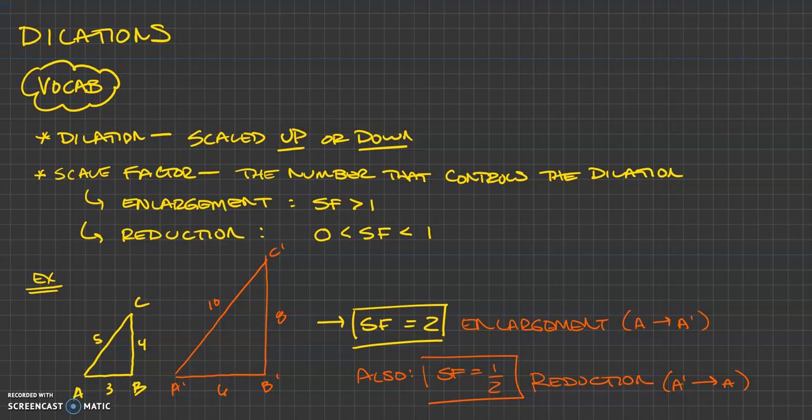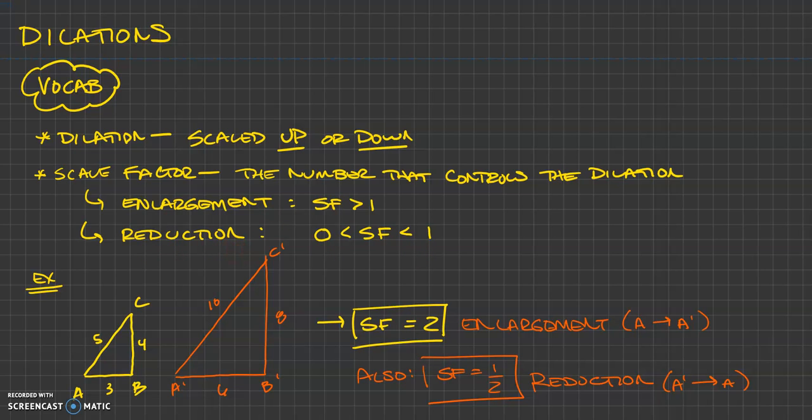So when we think about transformations and how we manipulate shapes, we can dilate them. We can scale them up or scale them down. And the number that is used there is called a scale factor. A scale factor is the number that controls the dilation. So if we have a scale factor greater than 1, we have an enlargement. If we have a scale factor between 0 and 1, then we have what we call a reduction.